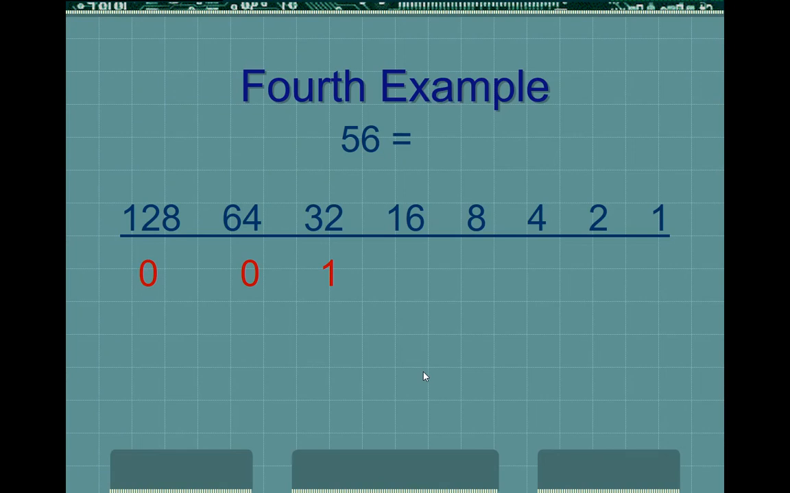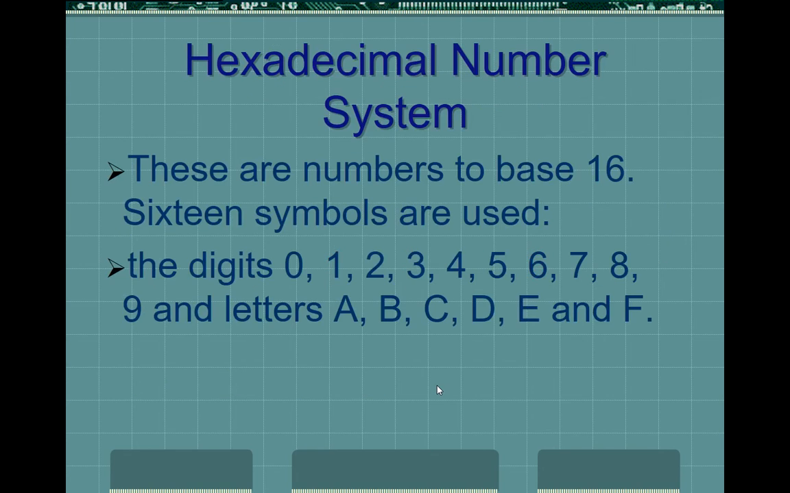Can you subtract a 16? Yes, you can. Then can you subtract an 8? Yes, you can, and that brings you down to 0, so the rest of these are all zeros. If you then add your place values back together, it'll get you back to 56. So that was the binary system and how you do conversions with the binary system.